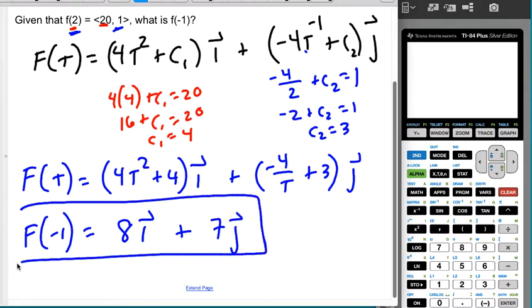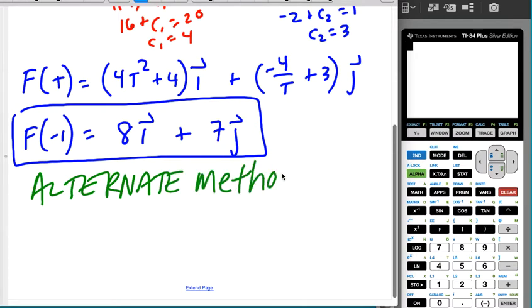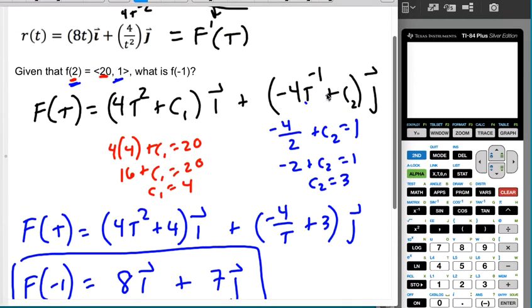Now, there is another way to do this. There is an alternate method to do this. Essentially, what you could do is use the first fundamental theorem of calculus. You know x of 2 and y of 2, so you could find x of negative 1 and y of negative 1.